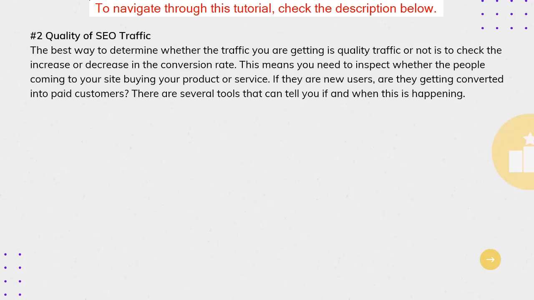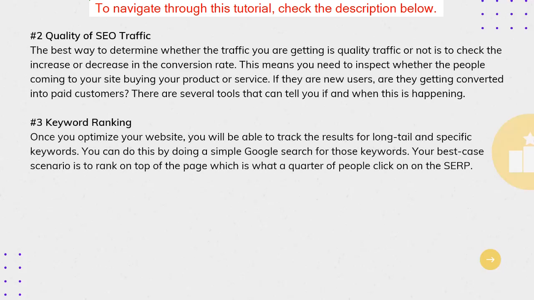Number 3. Keyword ranking. Once you optimize your website, you will be able to track the results for long tail and specific keywords. You can do this by doing a simple Google search for those keywords. Your best case scenario is to rank on top of the page, which is what a quarter of people click on in the SERP.